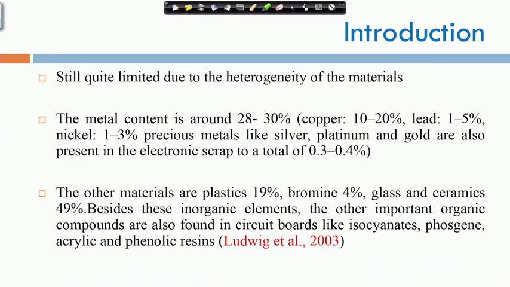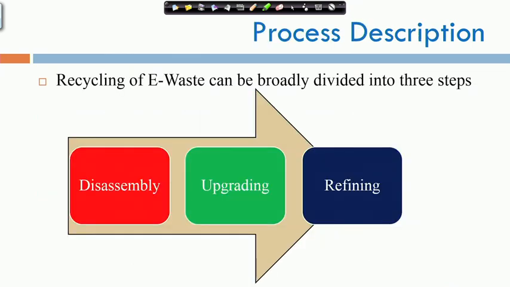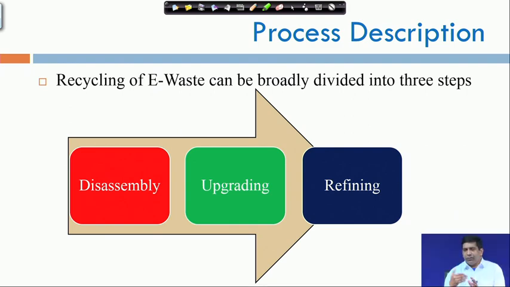Besides this, we have some inorganic elements, and some other organic compounds in circuit boards like isocyanides, phosgene, acrylic and phenolic resins and all that. So, those are also present over there. In terms of recycling, let us look at the big picture here, and then we will go into nitty-gritty detail in the next video, which will be the first video of week 3. Right now, we are in the last video of week 2.